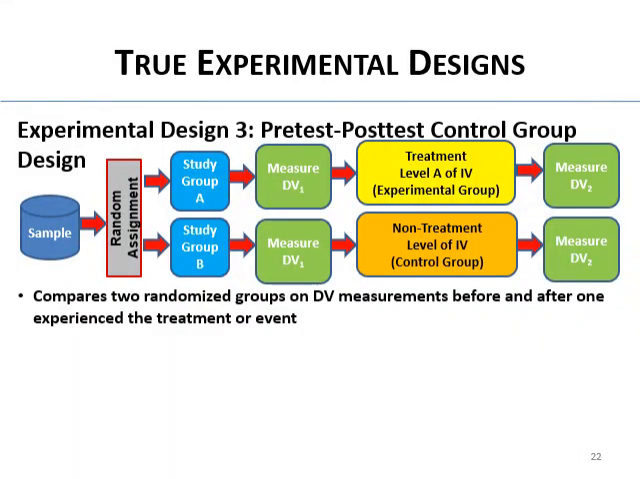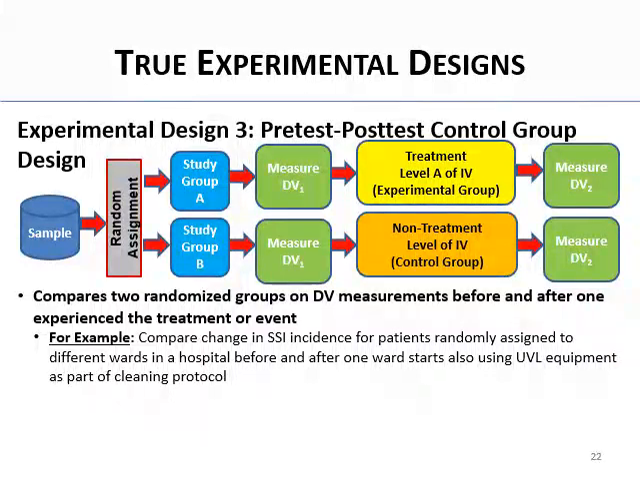So you're comparing two randomized groups on DV measurements before and after one experienced the treatment or event, the other did not. For example, you compare the change in surgical site infection incidence for patients randomly assigned to different wards in a hospital before and after one ward starts using ultraviolet light equipment as part of a cleaning protocol, and the other ward does not. So you could assure equivalence beforehand.